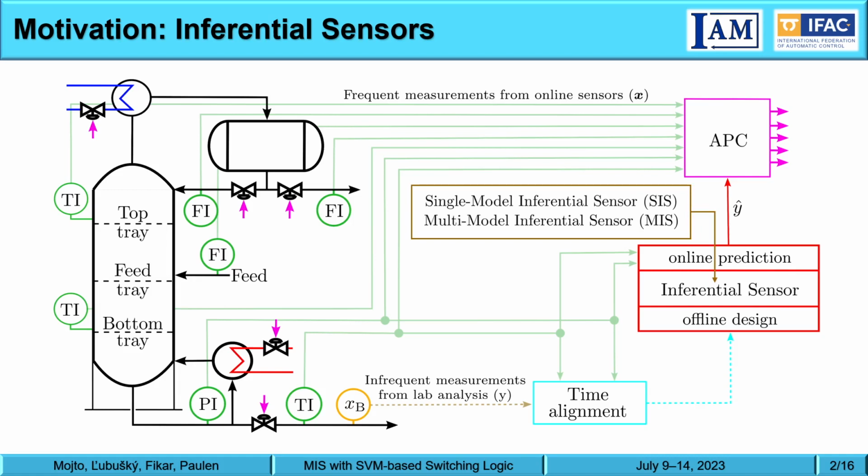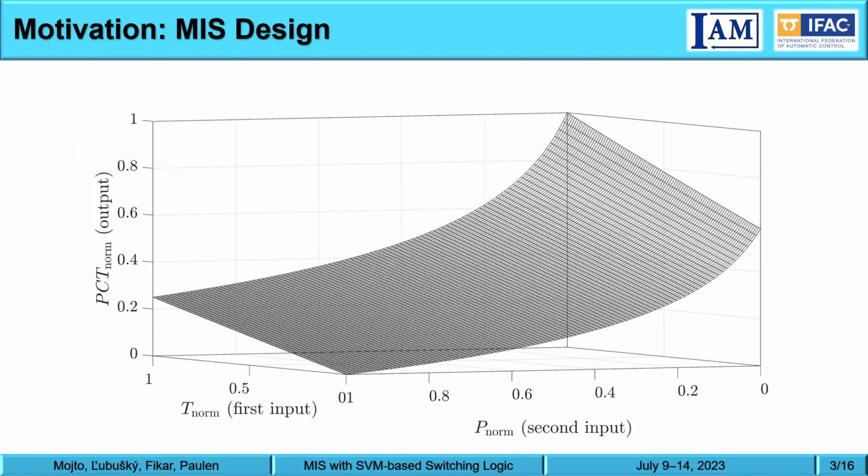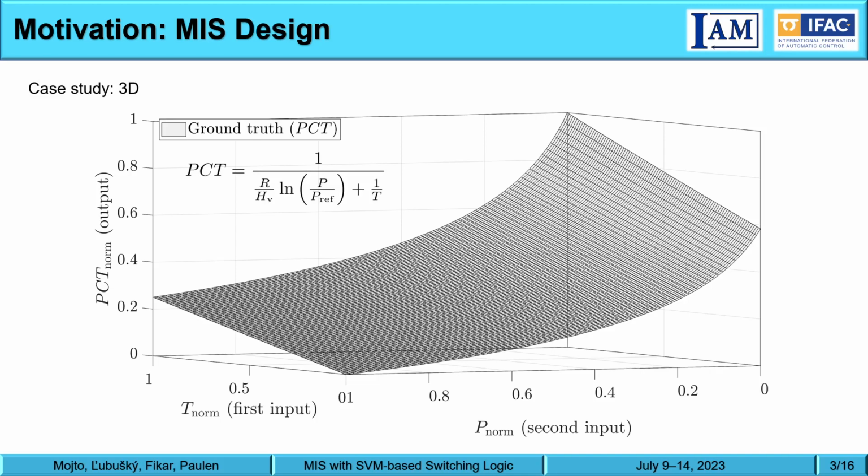In this research, we would like to compare the performance of the single and multimodal inferential sensors. But before we talk about the details of these approaches, let's have a look at the behavior of the key process variables. It can be represented by the pressure compensated temperature model illustrated in this figure. According to our experience, this model has the potential to quite precisely explain the key process variables in the distillation columns. This is the reason why we use this model for the design of inferential sensors in our research.